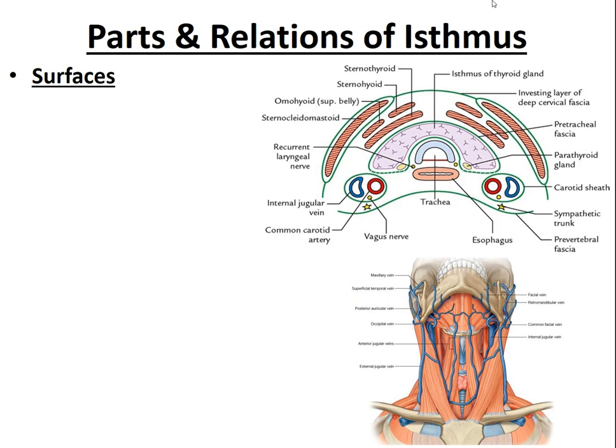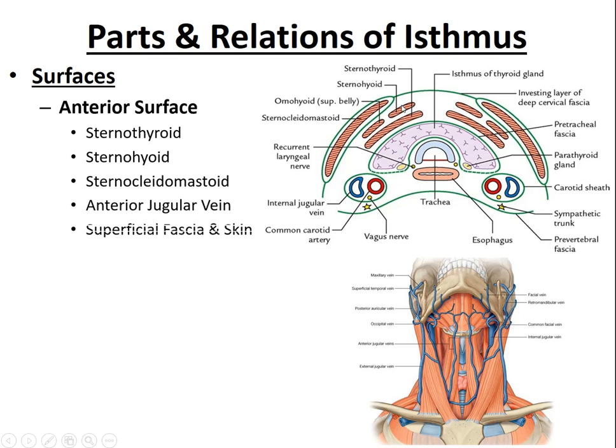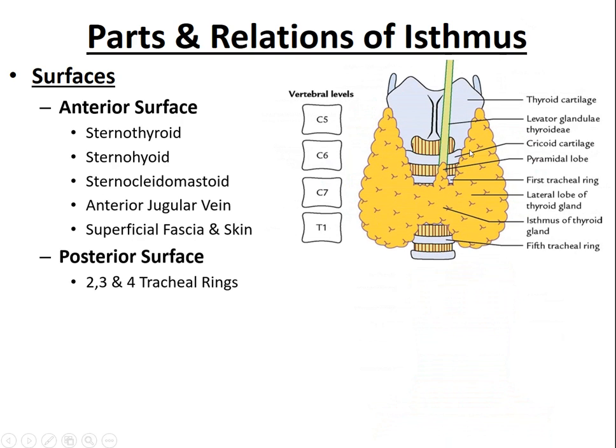Now let us see the relations of the isthmus. The anterior surface is related with part of sternothyroid, sternohyoid, sternocleidomastoid, and skin and superficial fascia. Omohyoid is not coming here because it is lateral. While if you see the posterior surface, it lies against the second, third, and fourth tracheal rings.